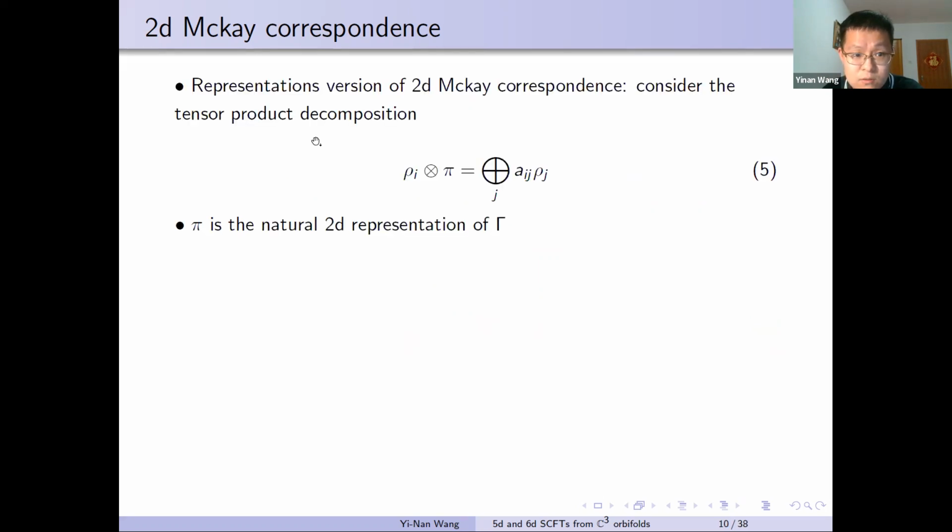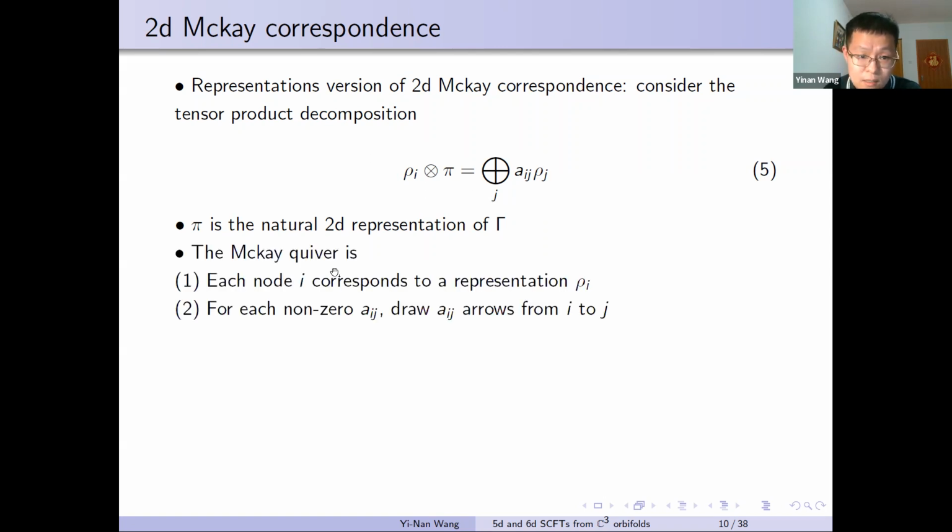There's also the representation version of the 2D McKay correspondence, which is formulated in a different way. Let's consider the tensor product decomposition of an arbitrary irrep rho i with pi, where pi is the natural 2D representation of Gamma. We do the tensor product decomposition to get a direct sum of a number of irreps rho j, with some non-zero coefficients a_ij. From this decomposition, we define the McKay quiver like this. In this quiver diagram, each node i corresponds to the irrep rho i, and for each non-zero a_ij, we draw a_ij arrows from i to j.